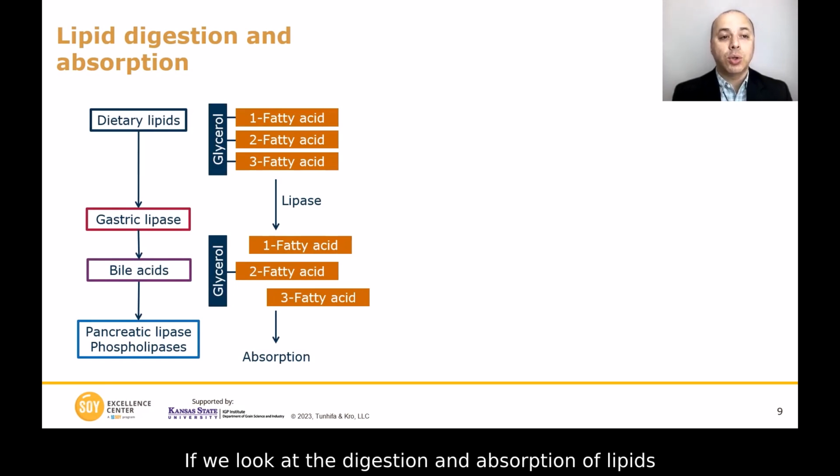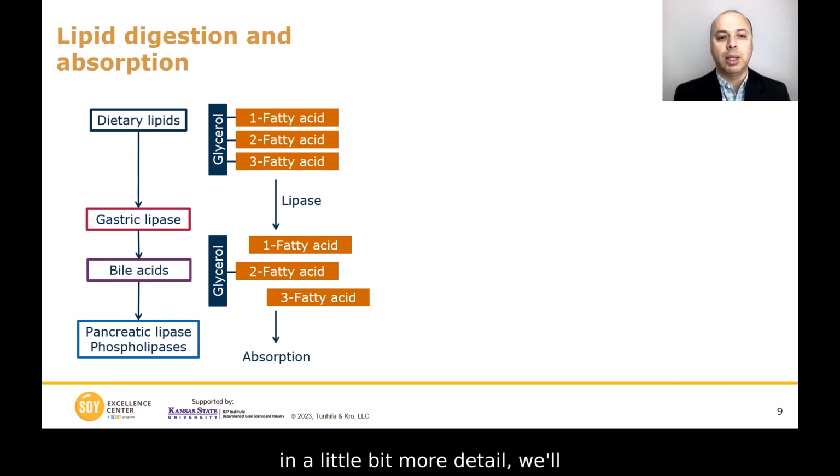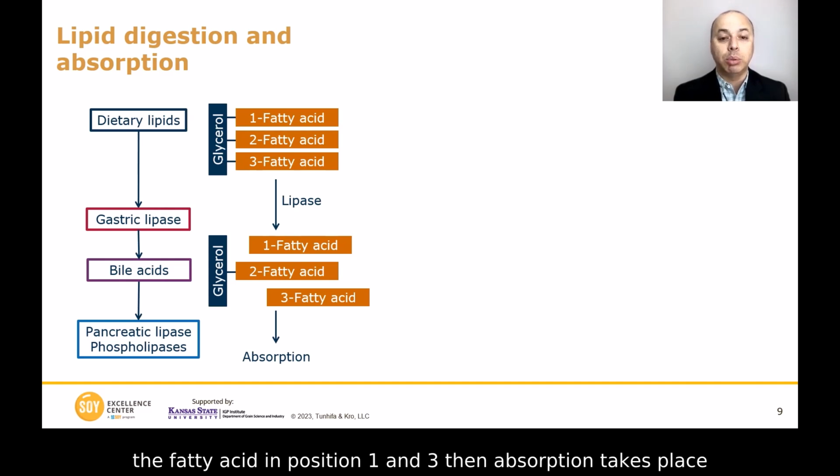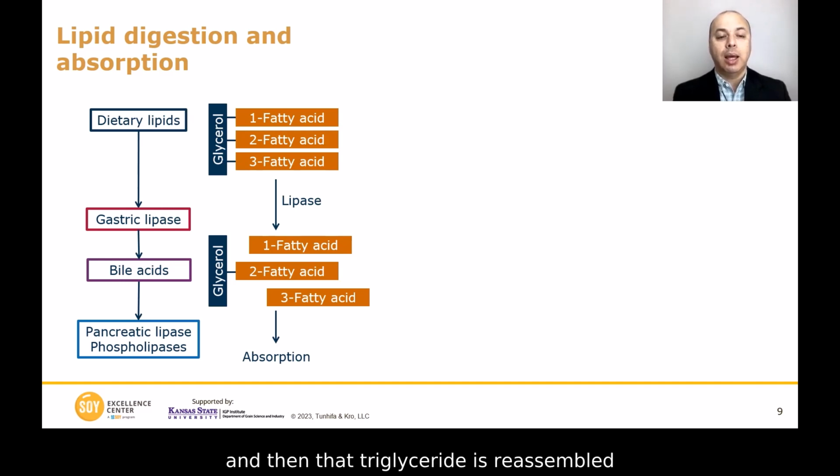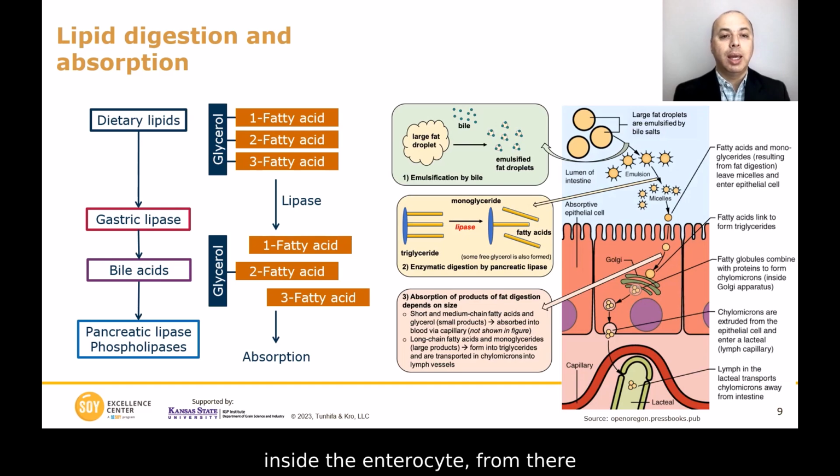If we look at the digestion and absorption of lipids in a little bit more detail, we'll find out that these lipids come in the diet in the form of triglycerides. The lipase enzyme frees the fatty acids in positions 1 and 3, then absorption takes place, and then that triglyceride is reassembled inside the enterocyte. From there, it can go into the portal vein, into chylomicrons, and other types of transport vessels. From there to the liver, and from the liver to the rest of the body.